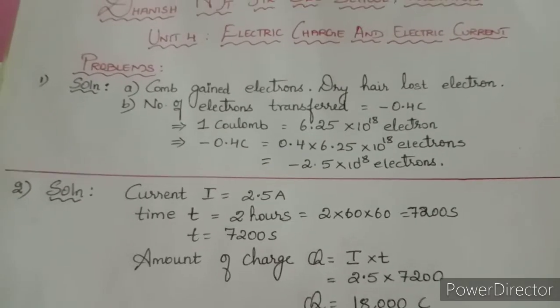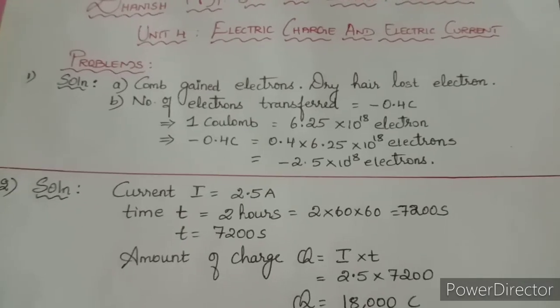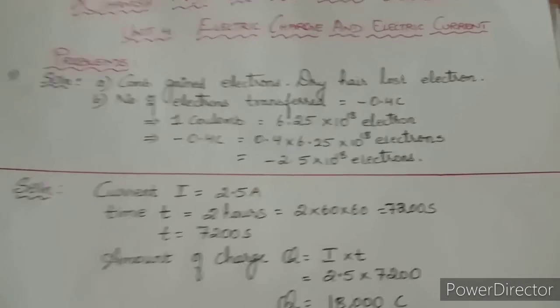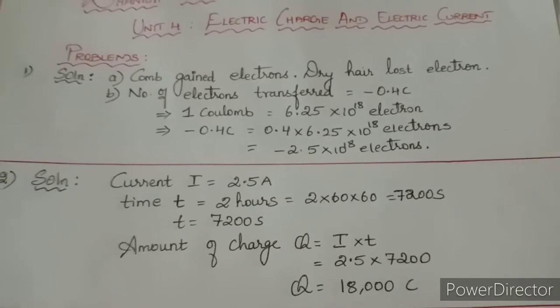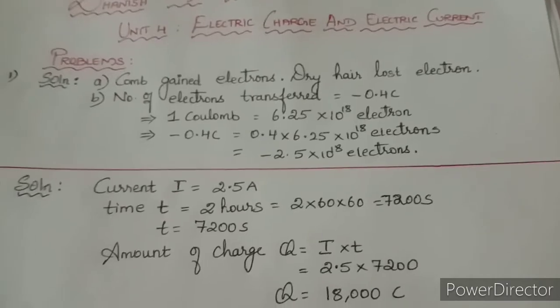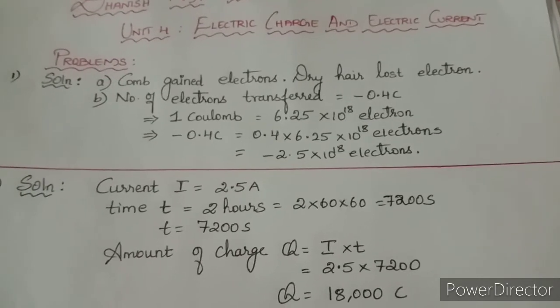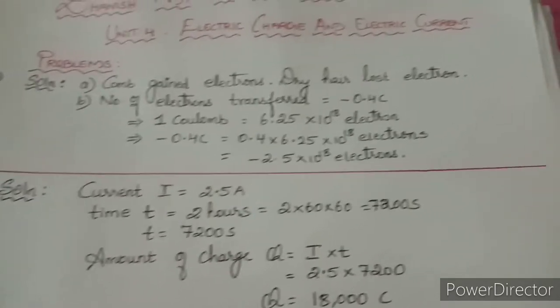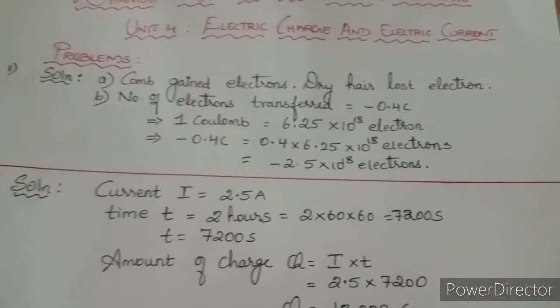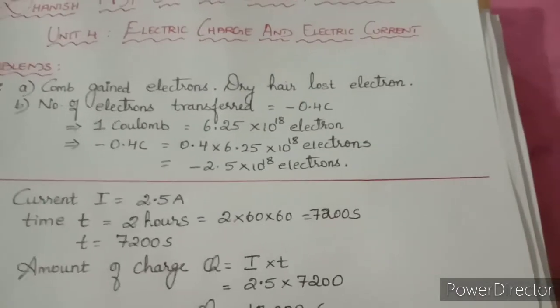So what we have to find is, find which material has lost electron and which one gained it. Only we are using two materials. One is the comb and other one is the hair. They are asking us to find which material has lost electron and which material has gained the electron. See, first question solution, A option.